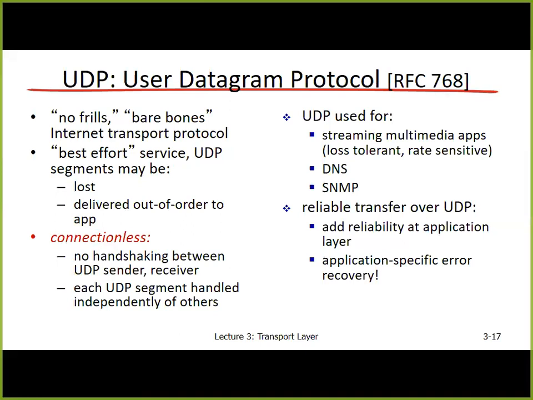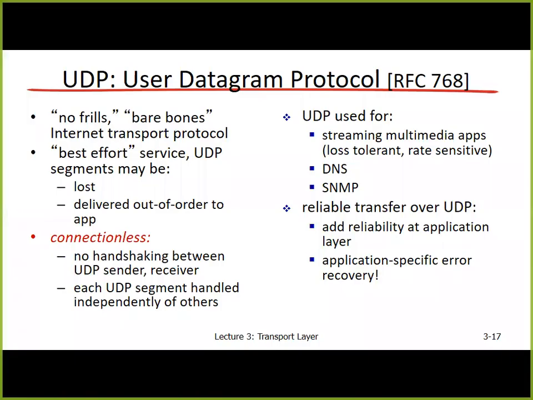Now, UDP is used for streaming multimedia applications. It's used also by default for DNS, as we've spoken about. It's also used for SNMP, the Simple Network Management Protocol. And if we want reliability when we're transferring data over UDP, where does that reliability functionality have to reside? In the application layer, right? This is really an application of the end-to-end principle, if you think about it. Okay.